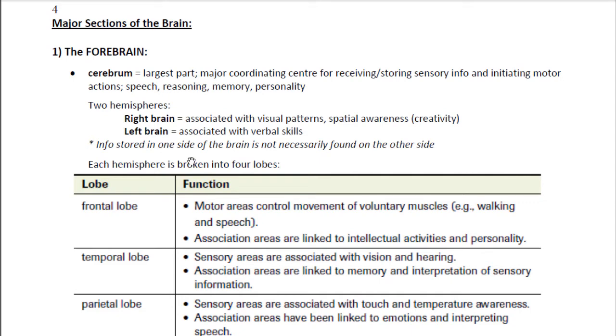But what is interesting is that you do have certain parts of your brain that will control certain parts of your body. For example, the right side of your brain controls the left side of your body, and vice versa. The left side of your brain will control the right side of your body. So if you have something wrong in your right brain, you'll see the paralysis in the left side of the body, and vice versa.